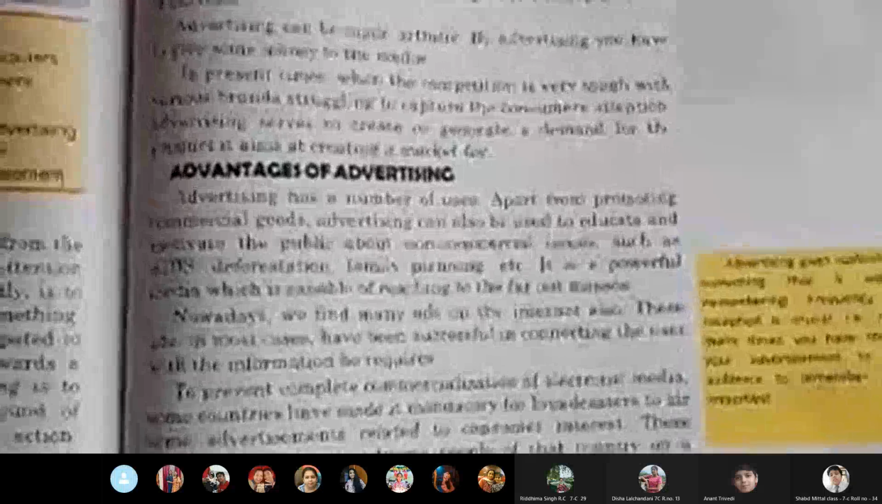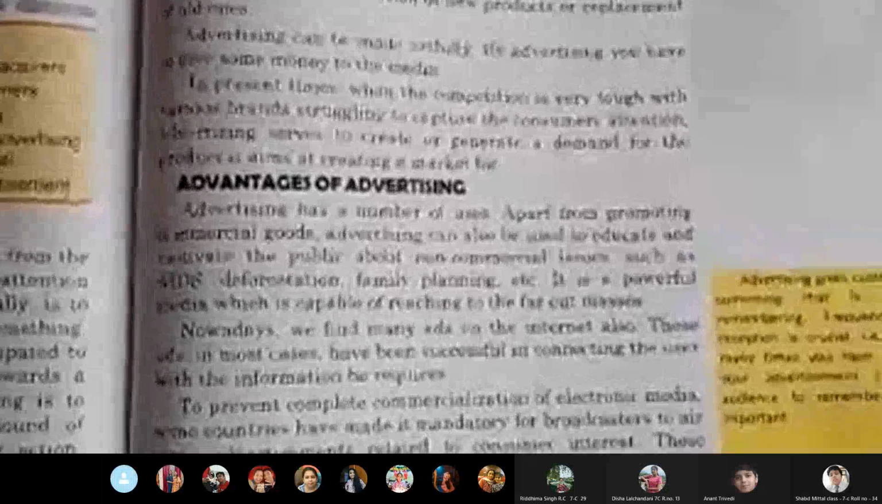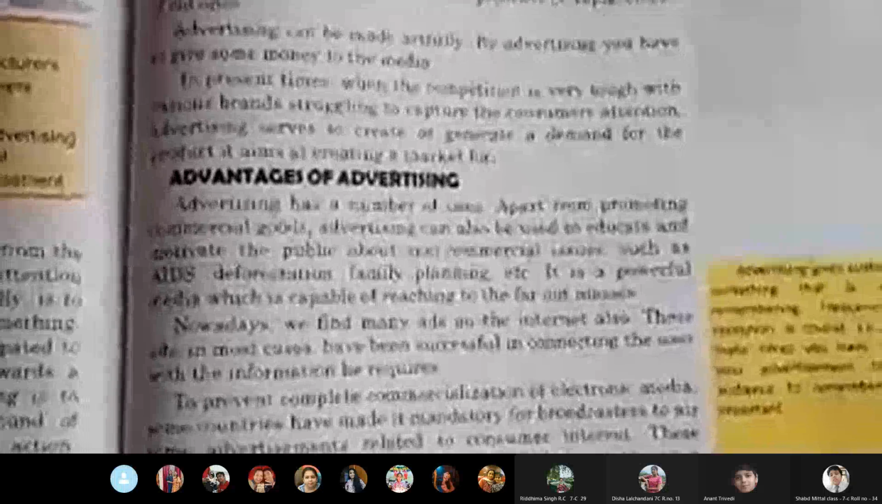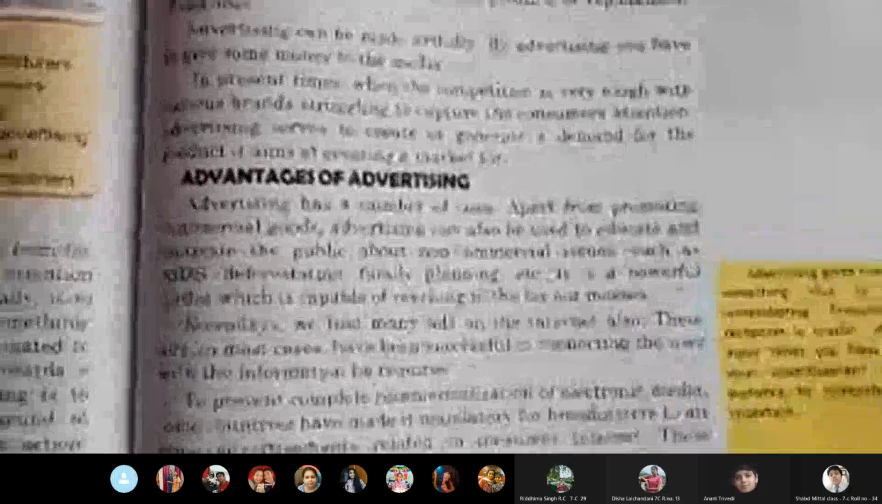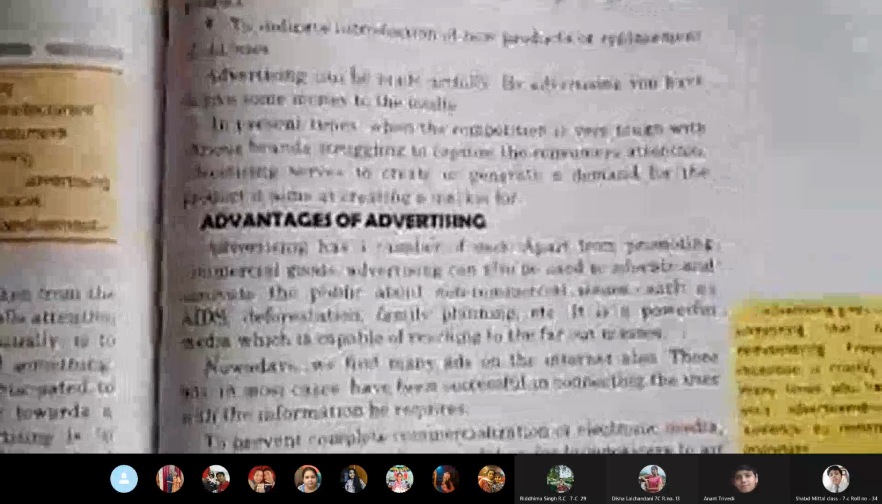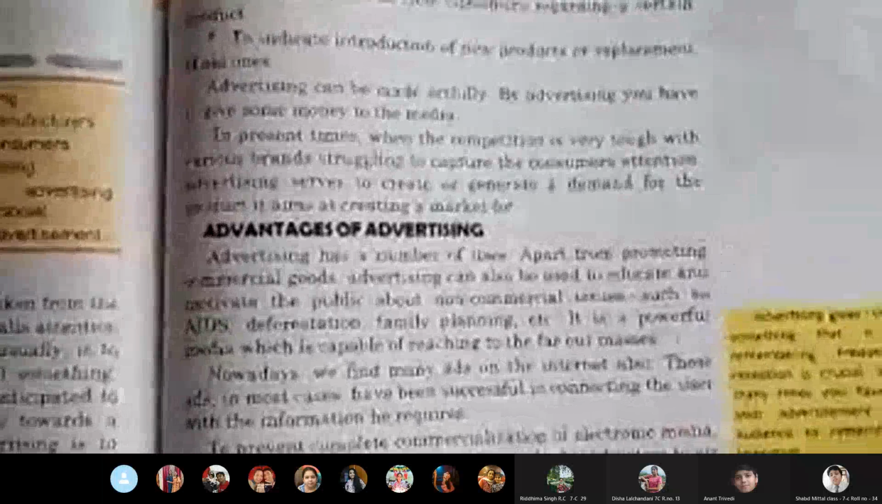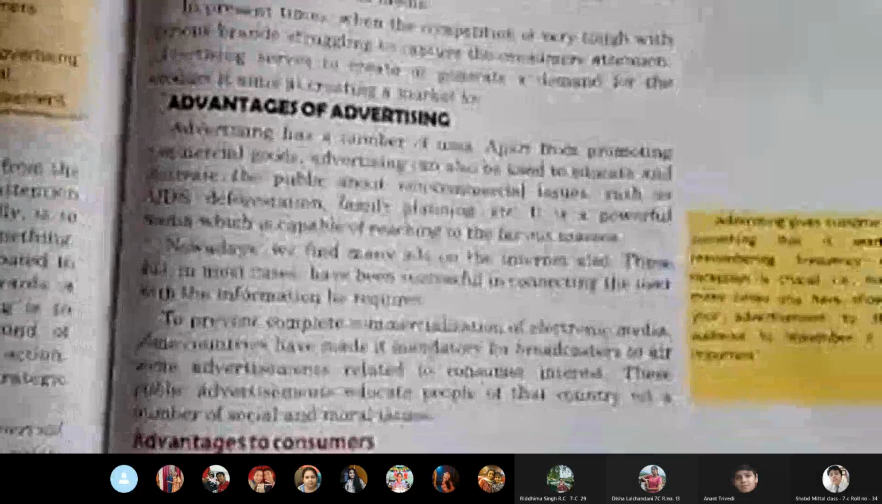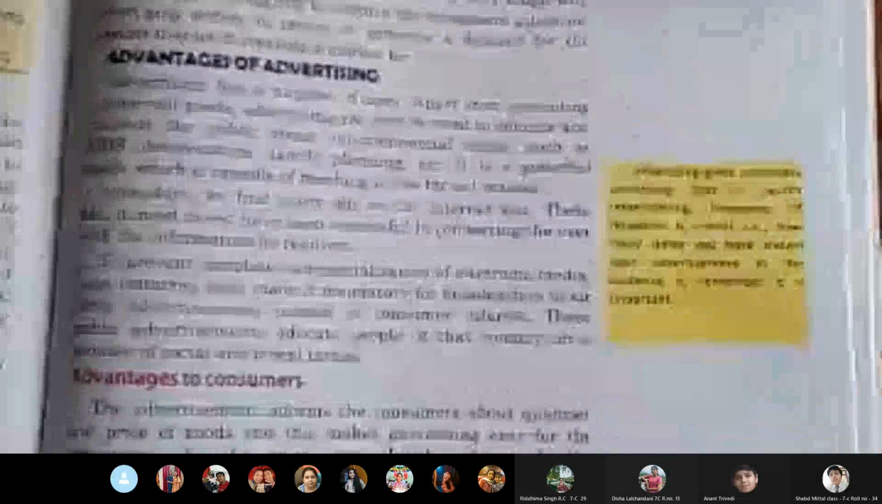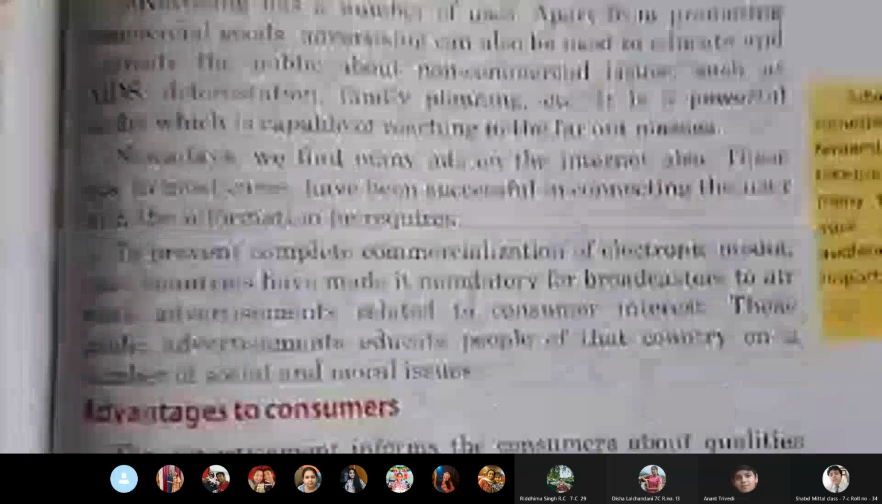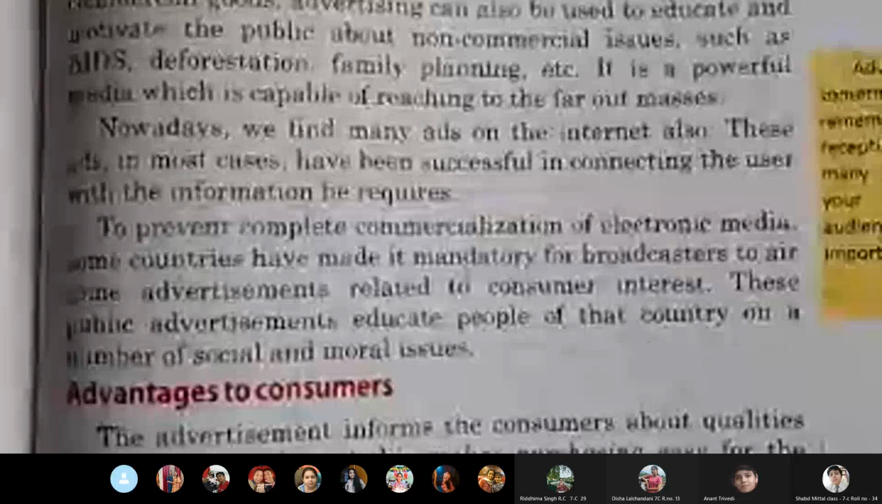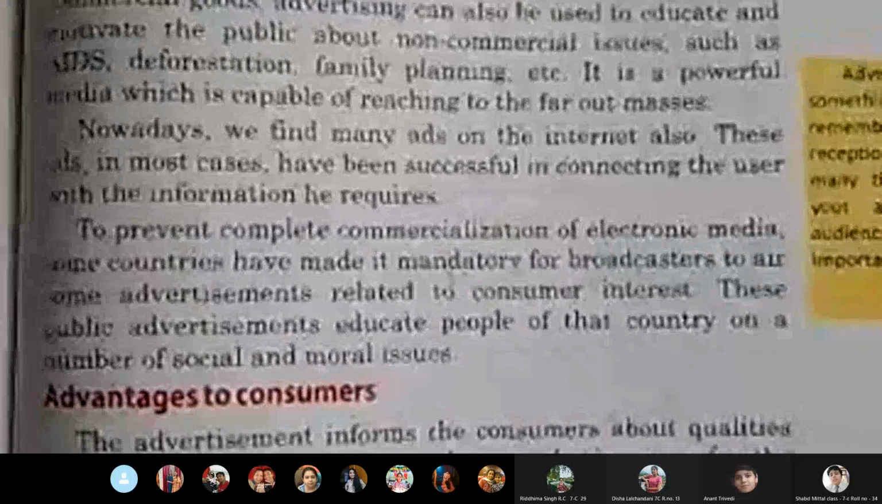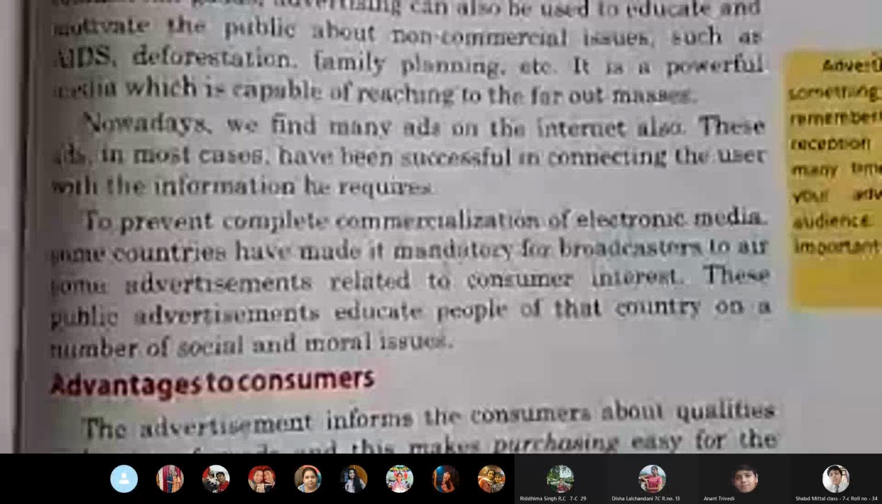Like supposing when we talk of vaccination, nowadays you see on the TV how they make you aware that the second dose of vaccination is compulsory. Now the children's vaccination has come, so even that has to be used. Then programs on AIDS, deforestation, family planning, all these issues are highlighted through advertising. It is a powerful media which is capable of reaching the far out masses. Media is the only way which reaches the masses in large numbers. So the use of media has been a very helpful way of advertising.